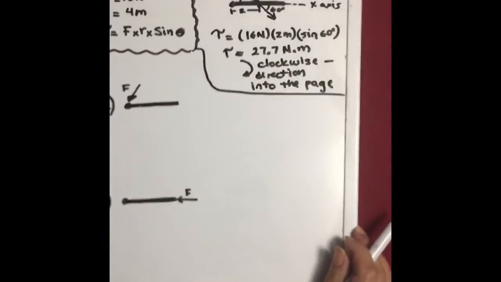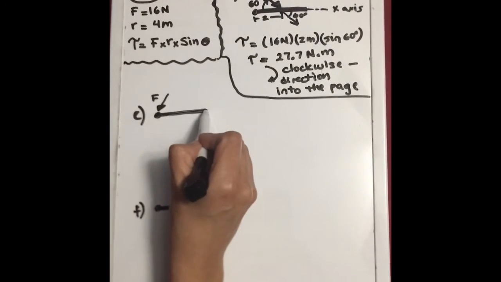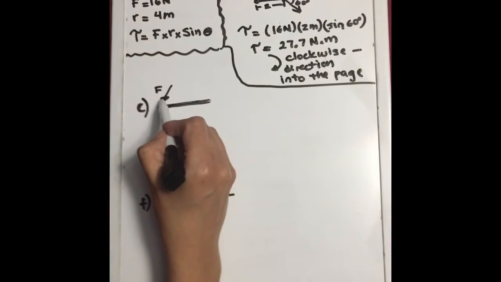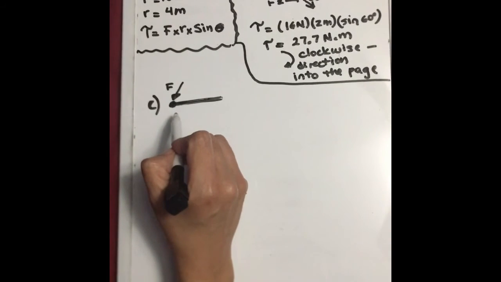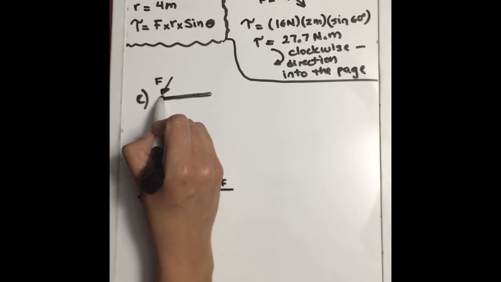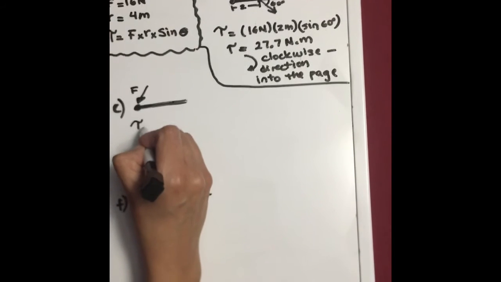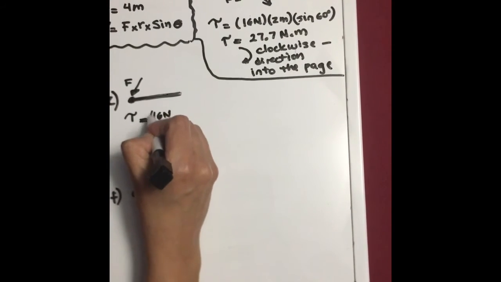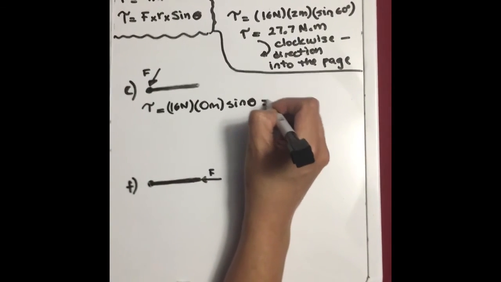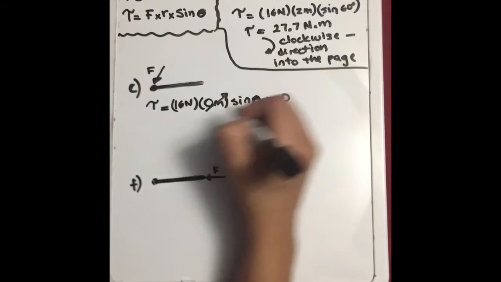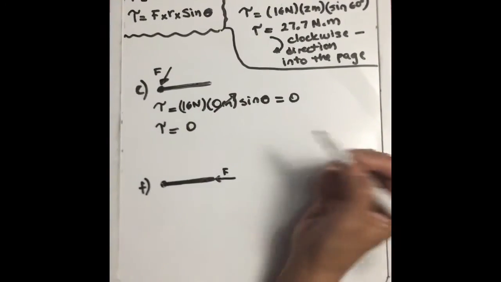For part E, we have the door and the hinge over here, but in this case, the force is applied directly at the hinge. Since the force is applied directly on the hinges of the door, the distance where the force is applied is 0. So torque is going to be as follows: 16 newtons times 0 meters times whatever angle is made. And because this is 0, everything is 0. So torque is 0. There is no direction.